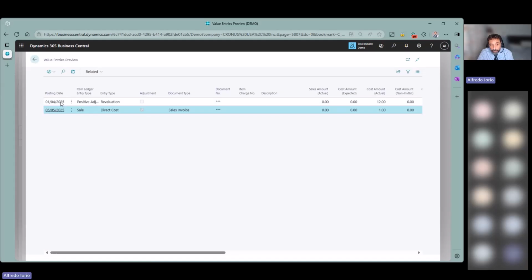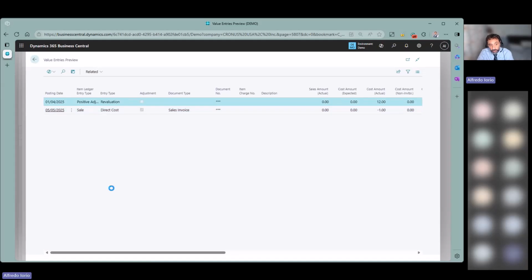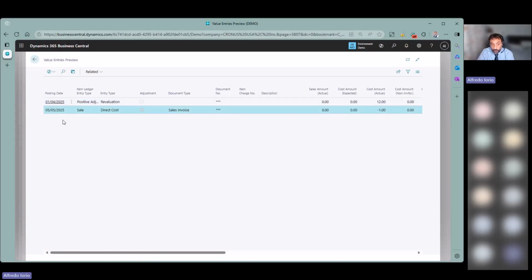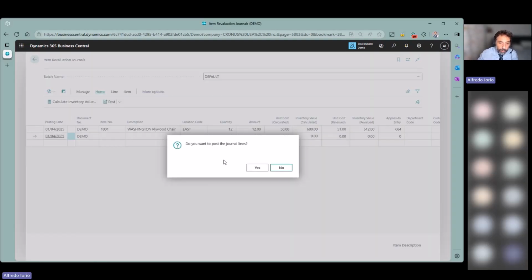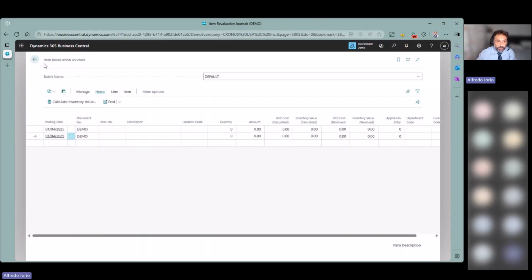And notice how my positive adjustment is logged on the 1st, which is the date of my journal, but it also shows the 5th of May, which is the date of when I posted the shipment, right? So it's readjusting what I already sold, essentially decreasing my gross margin because my costs are higher, $1 higher per unit. And so I'm going to post a journal, and now my inventory is being revalued.